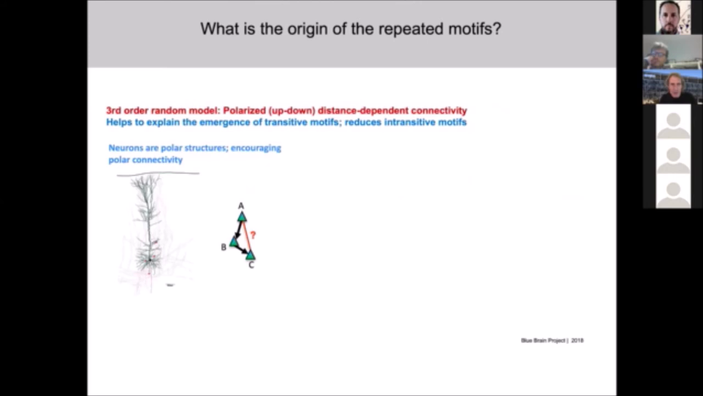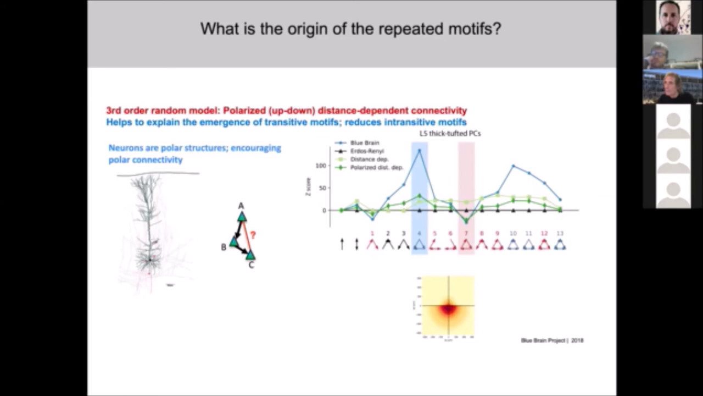It is due to the fact that neurons are not spherical. If the neuron was completely spherical and the axon would go uniformly in all directions, then you would expect a random network, unless you have some rule for connectivity, a genetic rule, that tells you to connect up and not to connect down.